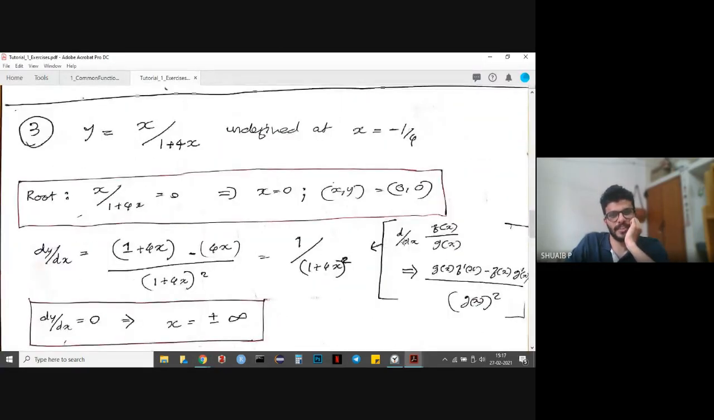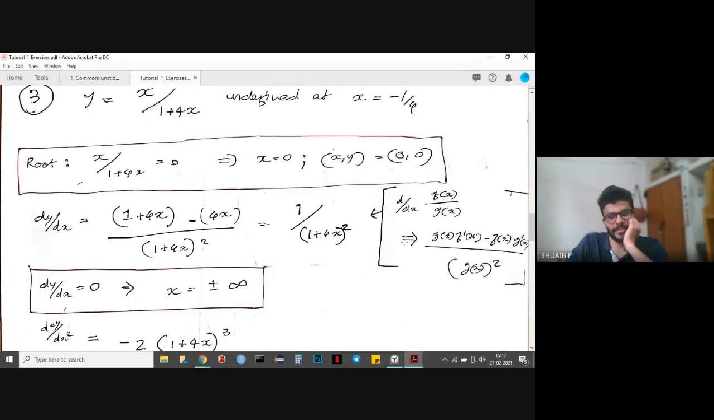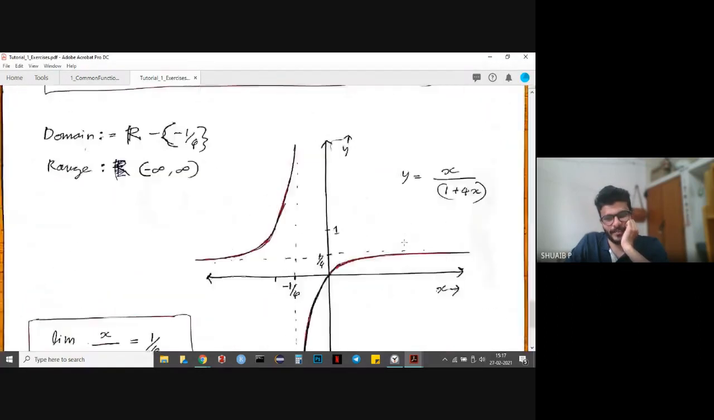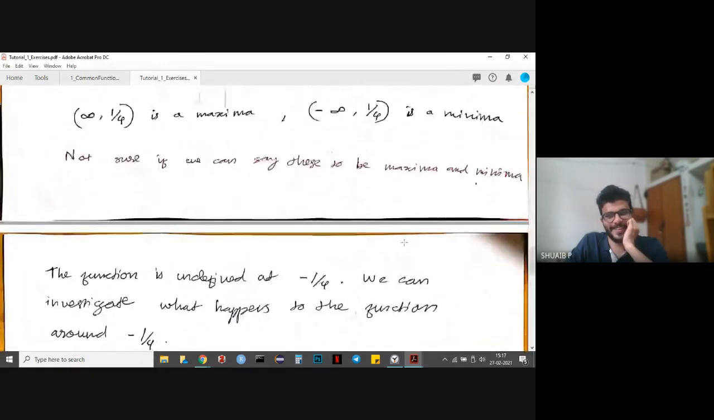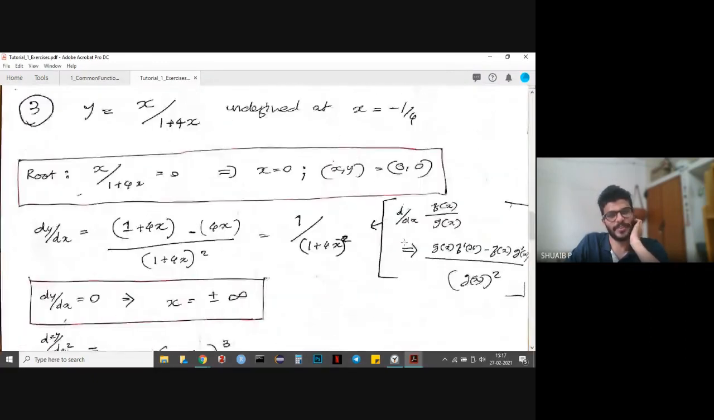Then comes the third one, and this one I solved in a somewhat weird way, so let me go through it. For this function, as we explained in the first case, there is an undefined point at x is equal to minus 1 by 4. So when x is equal to minus 1 by 4, this function is undefined.